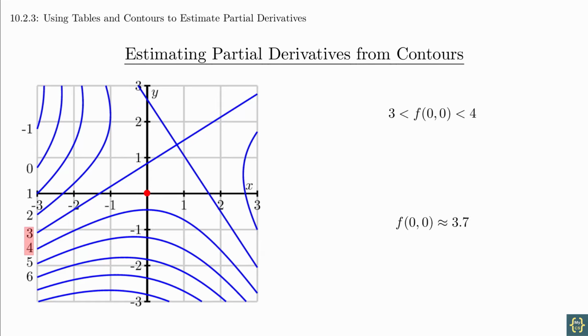And so maybe this is about 3.7. This is a rough estimate, and that's just the nature of the problem. If you wanted to estimate the partial derivative with respect to y, you need to estimate the function at another point above or below it.